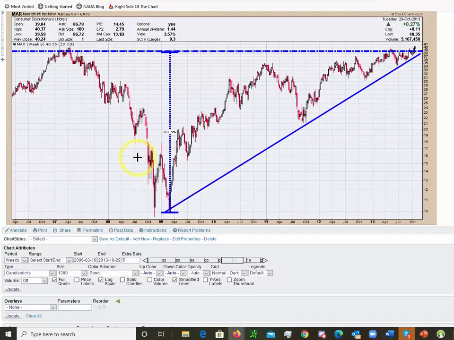Let's move on to ascending triangles. This is Marriott. Again, it's a weekly chart. It doesn't matter if it's an hourly chart or a weekly, a monthly, a daily. All these structures are the same. You can see here a bottom off of the March of '09 lows formed a massive triangle encompassing, let's see, 1, 2, 3, 4, 5 years. This giant triangle in the making.